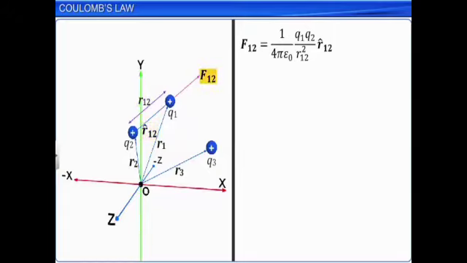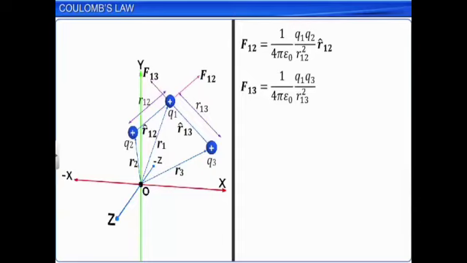F13 is the force on the charge Q1 due to Q3 and is equal to 1 by 4 pi epsilon naught into Q1 Q3 by R13 square into R13 cap. R13 is the distance between Q1 and Q3, and R13 cap is the unit vector in the direction of the force F13.